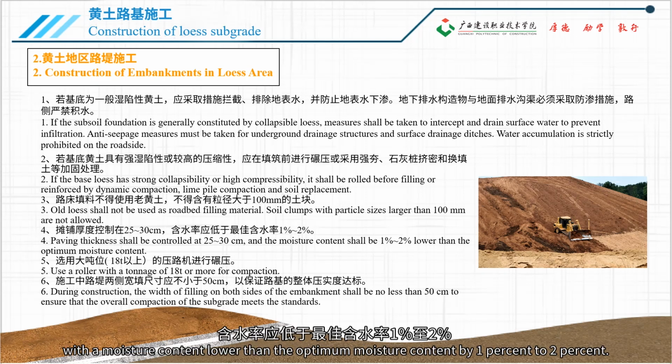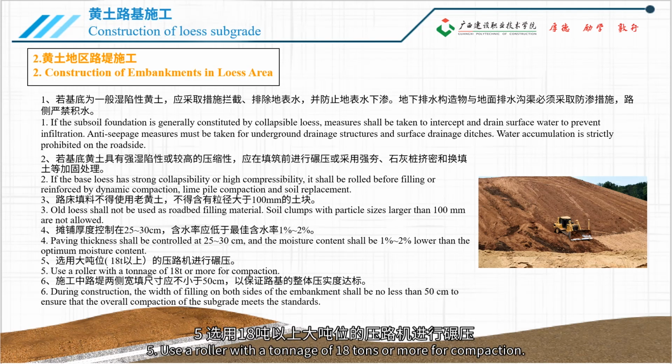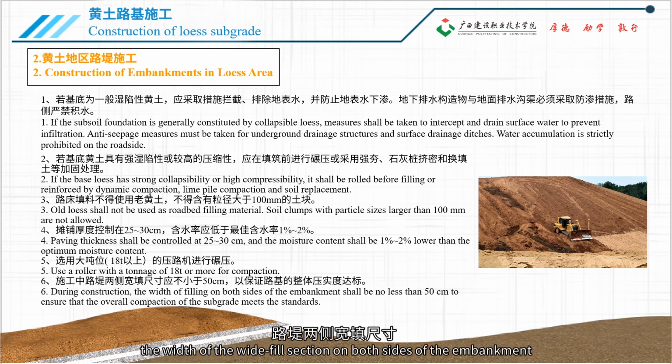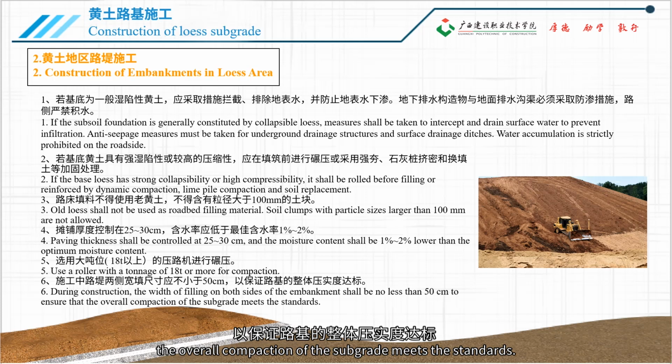4. Paving thickness should be controlled between 25 and 30 centimeters, with a moisture content lower than the optimum moisture content by 1% to 2%. 5. Use a roller with a tonnage of 18 tons or more for compaction. 6. During construction, the width of the white fill section on both sides of the embankment should be no less than 50 centimeters to ensure that the overall compaction of the subgrade meets the standards.